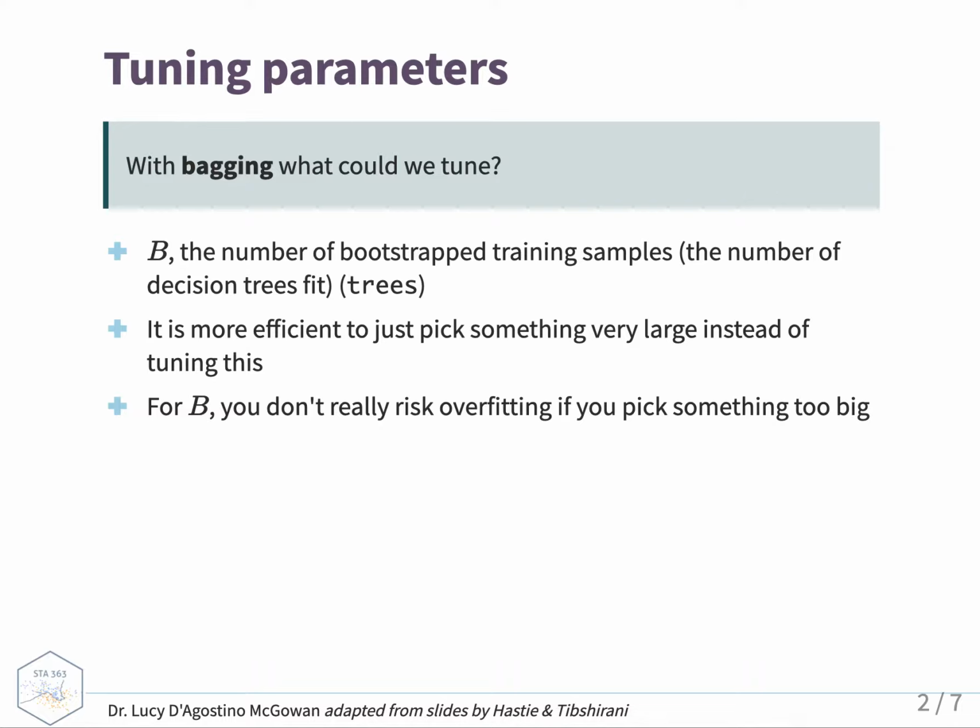It's actually more efficient to just pick something very large for this instead of tuning it. For B, you really don't run the risk of overfitting if you pick something too big. So you can just pick something quite large and it will be okay.